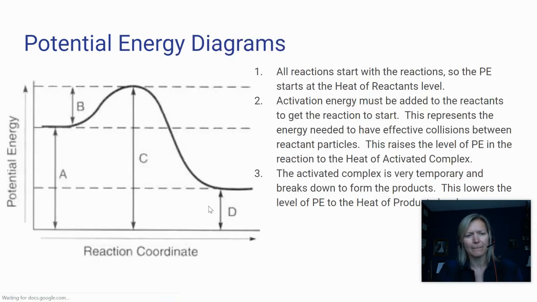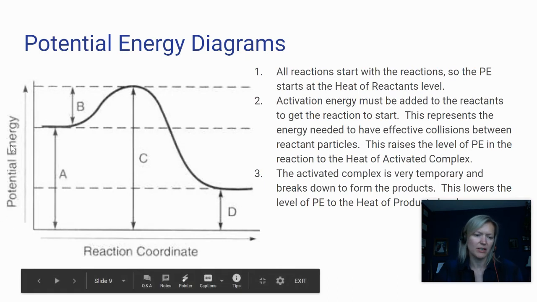Okay. Our final one is potential energy diagrams. Please don't get too confused with these. This is what a potential energy diagram looks like, one version. We start over here. This is number 1. All reactions start with reactants, no different. So here are the reactants. This is the potential energy of the reactants.